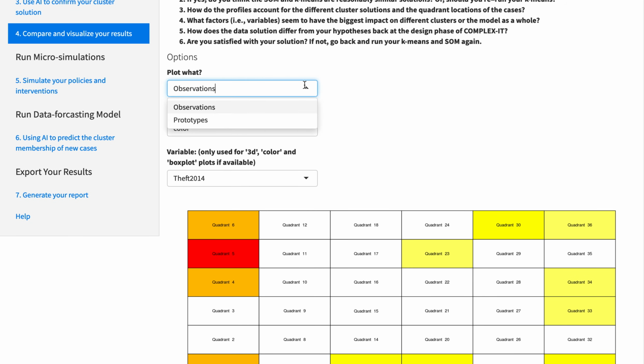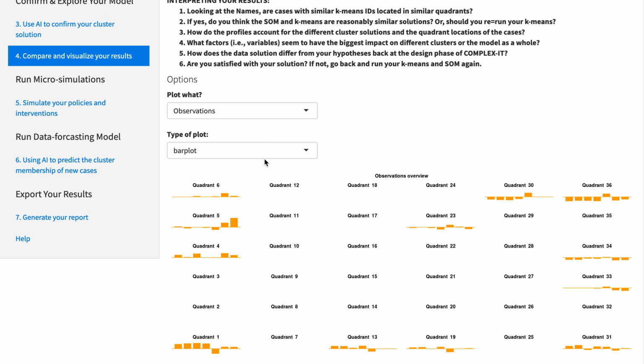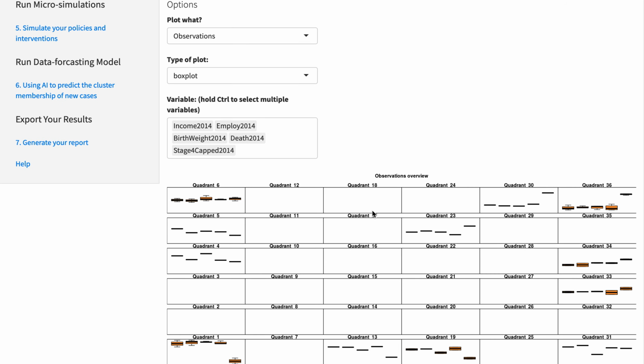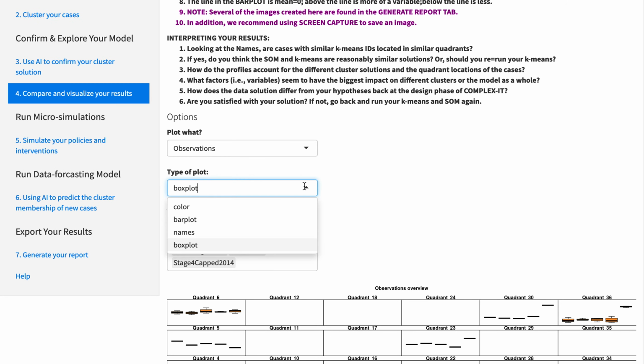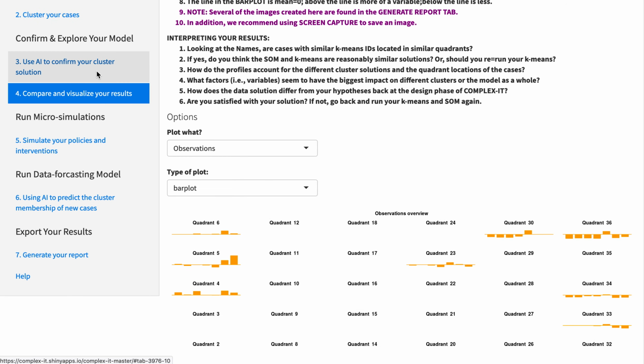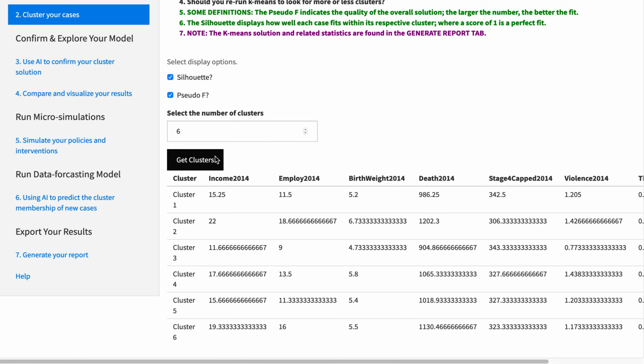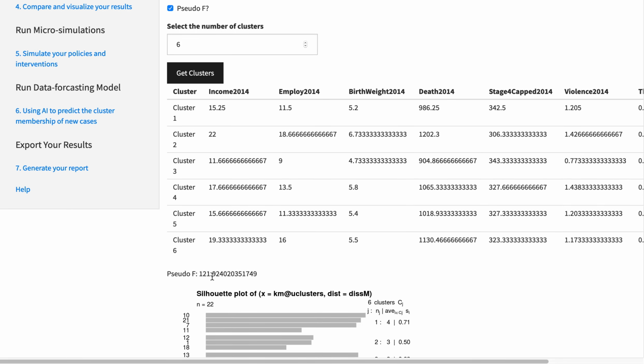So just in summary, you have your observations, which you can look at in terms of the distribution of any particular variable. You can look at the bar plots to see the actual profiles. You can look at the names to see the K-means solution in the particular cases. And you can then do box plots to see how the cases within that particular cluster fit. You're also able to go back and try different cluster solutions to see how those fit, perhaps push it up to 6 maybe even, and see how that fits. That's an even better F statistic.